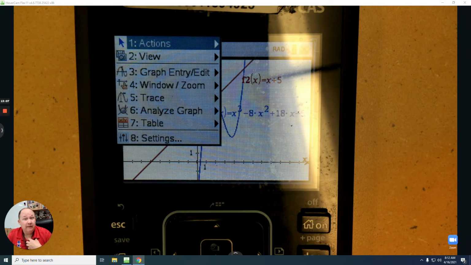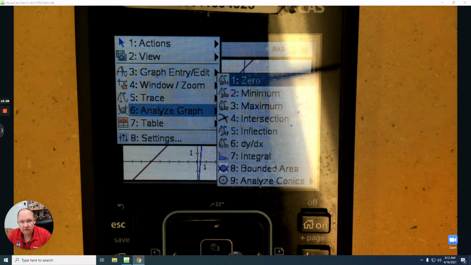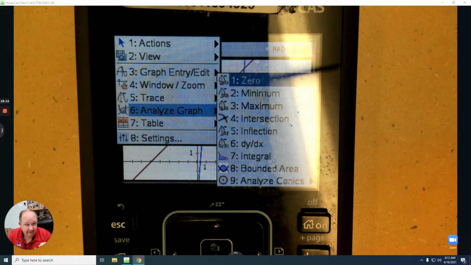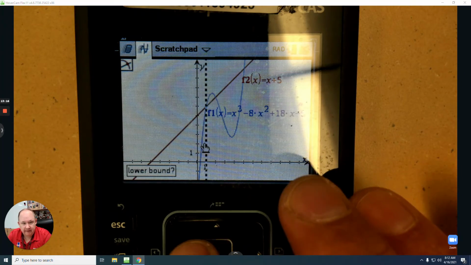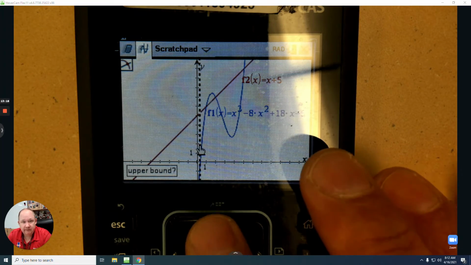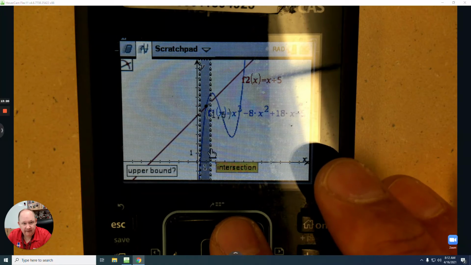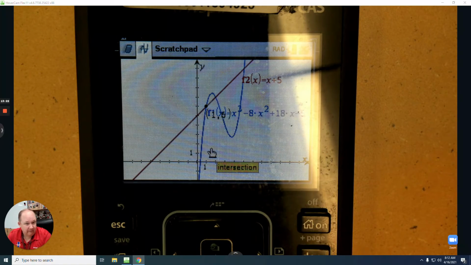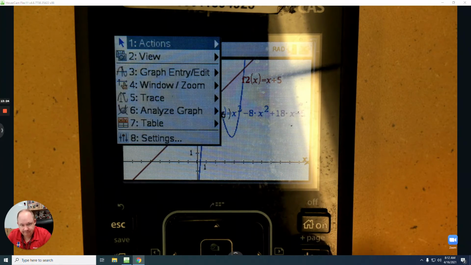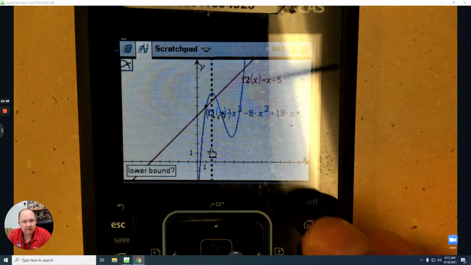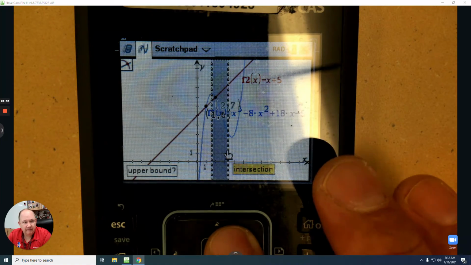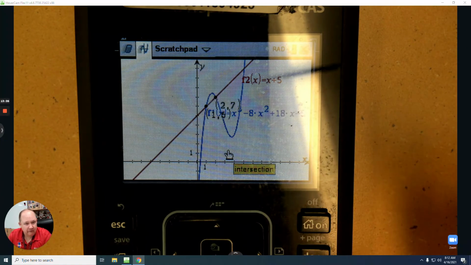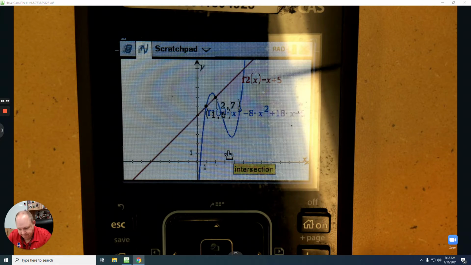The first thing I'm going to do is find the points of intersection. So go to 6 and number 4, intersection. We're going to find the first one on the left. I move it to the left, press down. I move it to the right, press down. So the first one is at 1, 6. I'm going to do another one. Again, I go to analyze and intersection, that's 4. Again, I press down and press down. Those are nice numbers, right? 1 and 2. And then one more time.